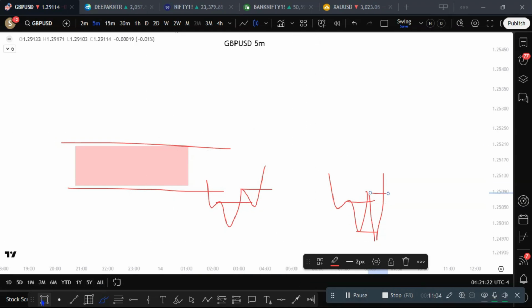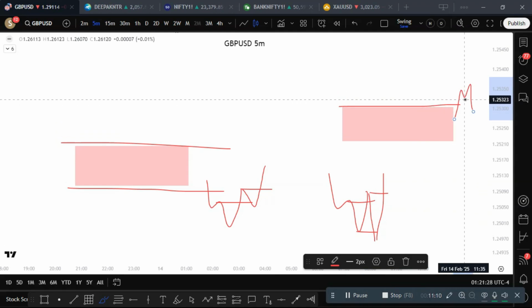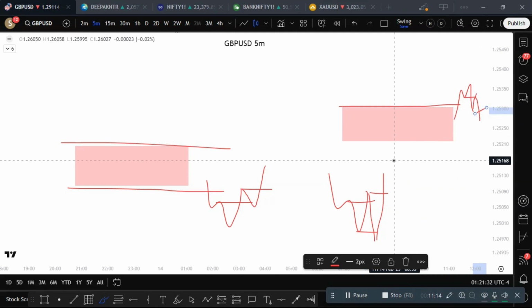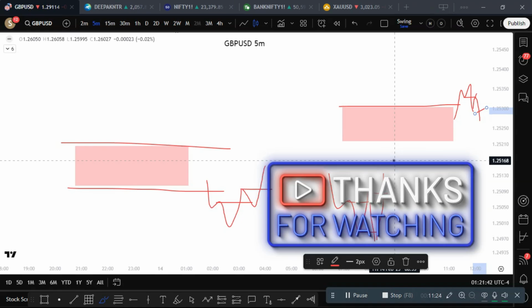On the sell side, same, you will wait for the Asian session to sweep buy side liquidity first, and then wait for a double break to the downside. Then you can simply sell. You will set your target to 1:2. Easy. So that's it for today, guys. This is the most simple strategy I want to share with you guys.